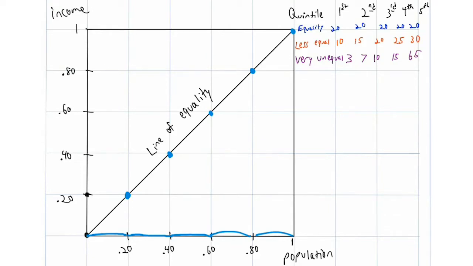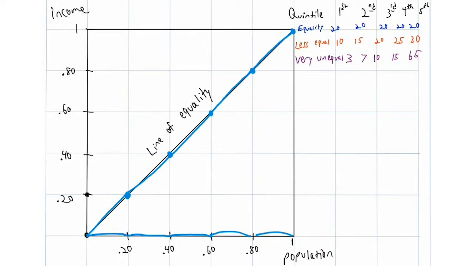So now, if you connect these dots we just made, you will have your Lorenz curve. And you'll notice that that Lorenz curve is on the line of equality. We have zero inequality. But let's go ahead and calculate the Gini coefficient for that.